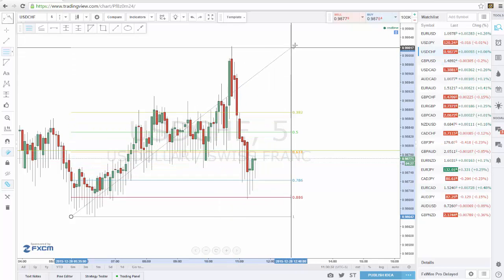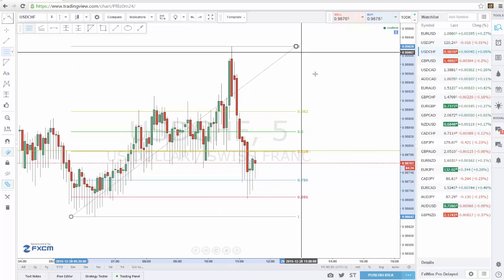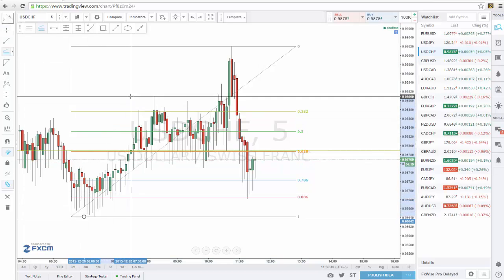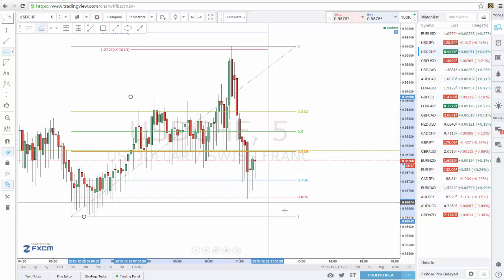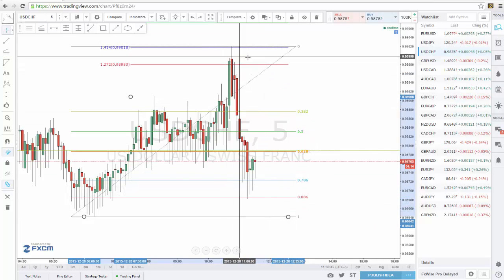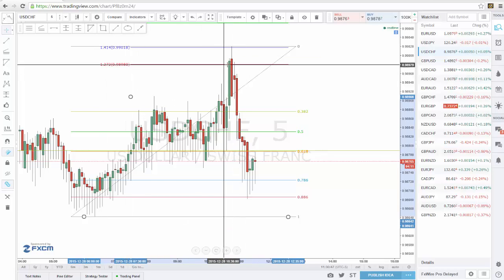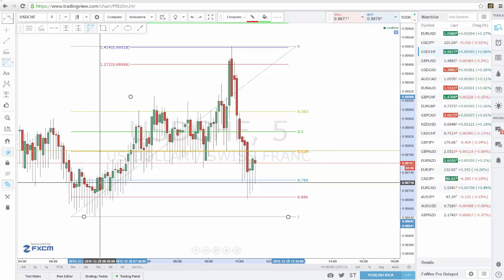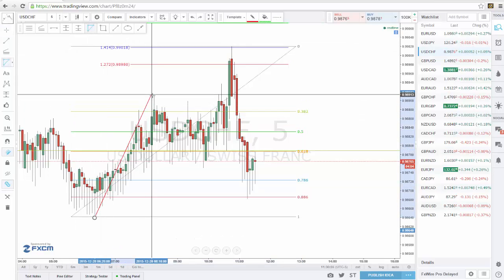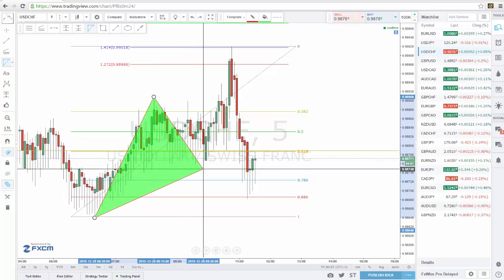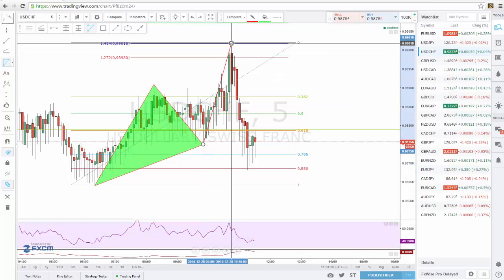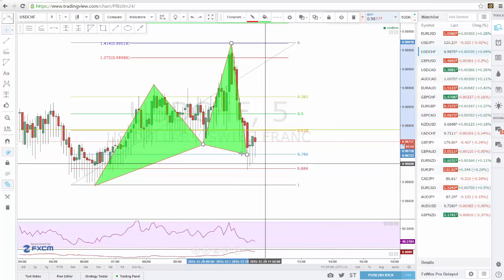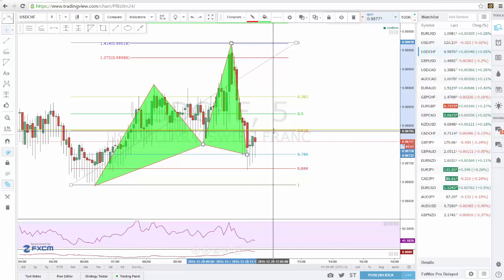And then after that we need a 127 extension from X to A. So we take our extension tool, X to A, back down in, and as we see, this does break above the 127 extension without closing above the 1414 extension. So take our triangle tool, and this is what this cipher pattern looks like, down here to the 786. And as you can tell, this cipher pattern is already completed but has not yet come up to hit targets.